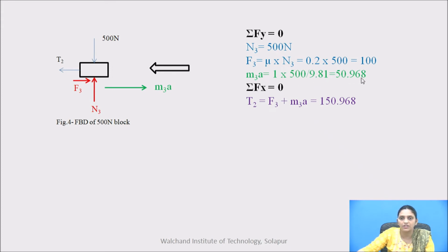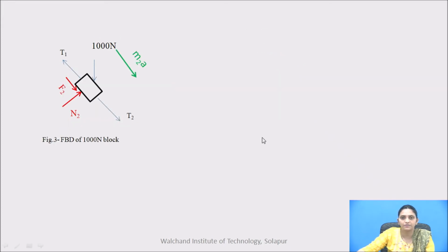It is 50.968. Now go for the second equilibrium equation, that is summation of horizontal forces equals 0, and determine T2. So T2 is F3 plus M3A. See here, in the horizontal direction only three forces are there: T2, F3 and M3A. So we have considered all these three forces to determine T2. So T2 is 150.968. Now consider the second block for the analysis, that is the 1000 Newton block.